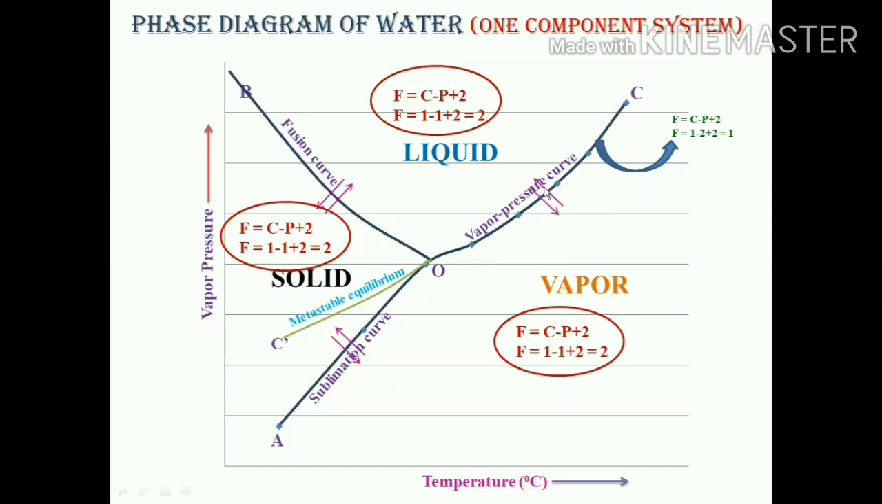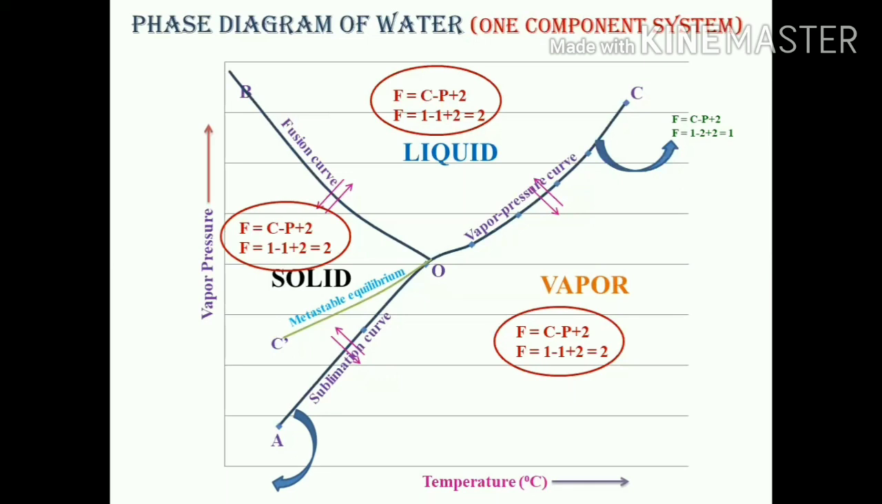Okay, why? Because the vapor pressure curve represents the equilibrium state between the liquid and the vapor phases. So these are the two phases. The value of P comes out to be 2, but the value of C remains 1, and the number of degrees of freedom comes out to be 1 over here. That means it is a univariant system.